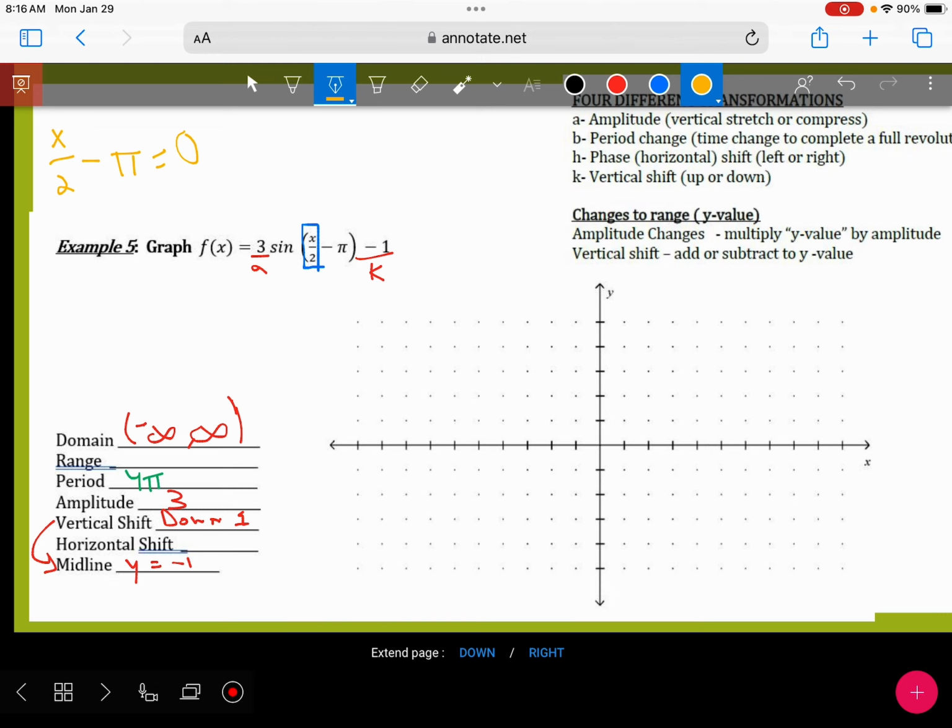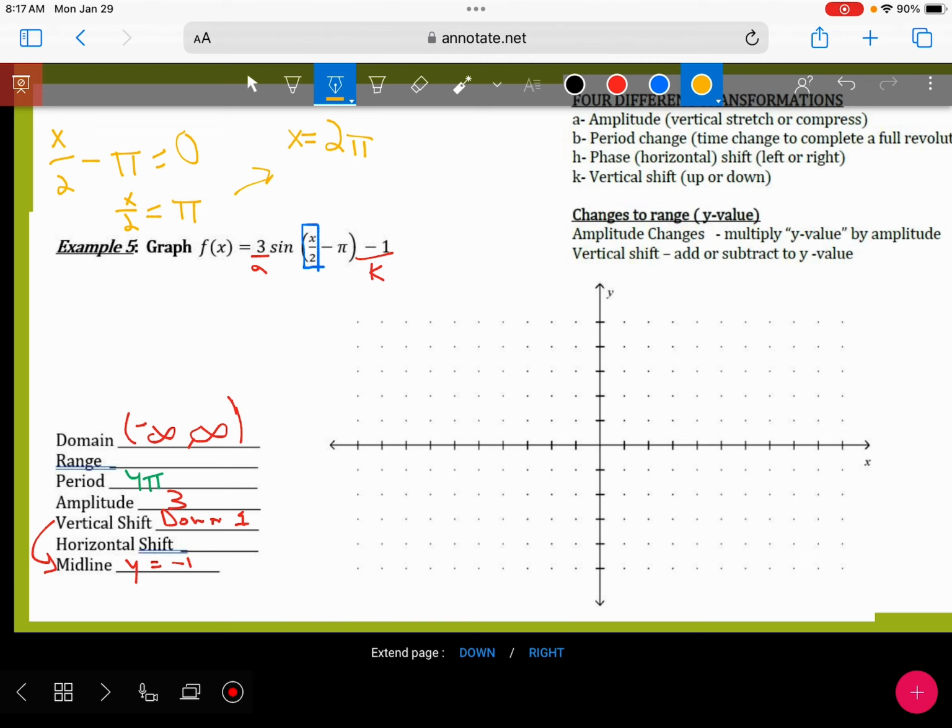If you're a little bit unsure, you want to work outside in when solving an equation. A little bit of algebra review. First thing you should do is add pi to both sides. That gives you x over 2 equals pi. Next thing I would do is multiply both sides by 2. That's going to give me x equals 2 pi.